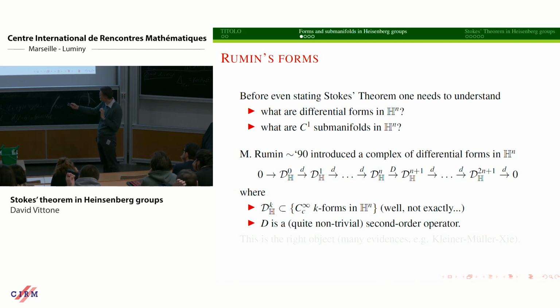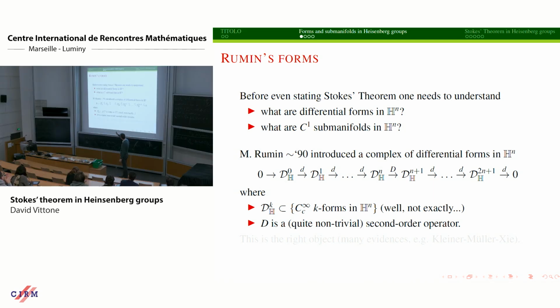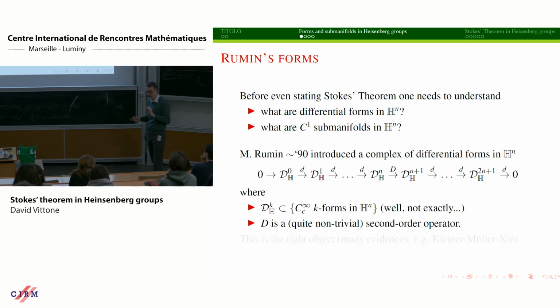So the definition of these Heisenberg forms is more delicate. In particular, for forms of low dimensions, so let's say from 0 to n, they are actually not a subset of standard K-forms, okay? They are rather a quotient of standard K-forms with respect to a subspace.